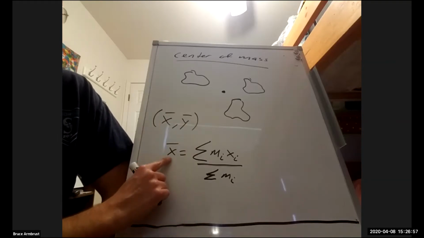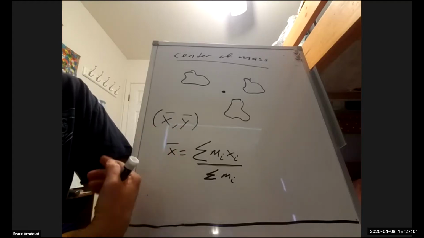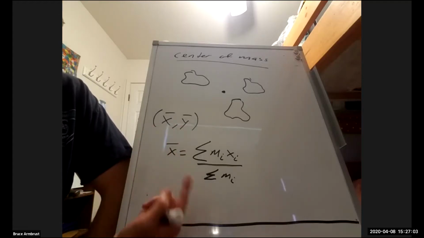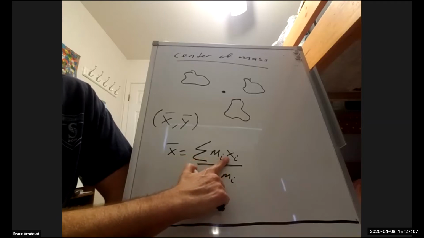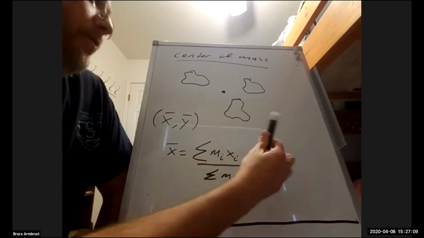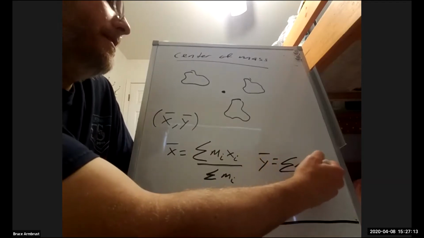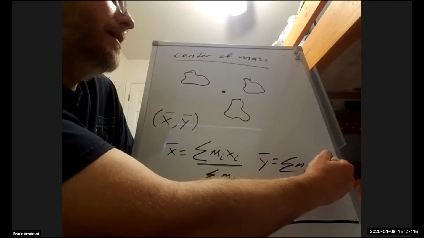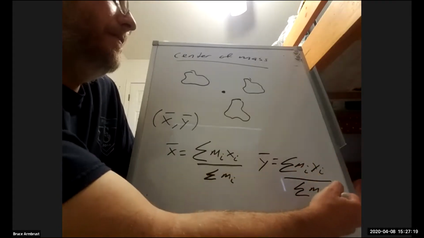So that's our x bar. That's how we're going to find that. And then if we want to find y bar, it's not going to surprise you that we do exactly the same thing, except instead of x's, we put in y's. So for y bar, we're going to have the sum of the m_i y_i over the m_i.